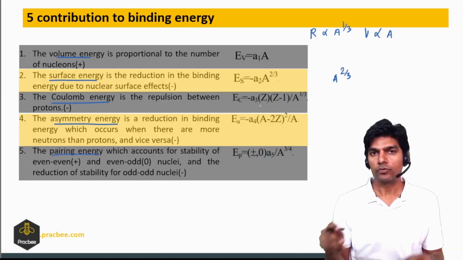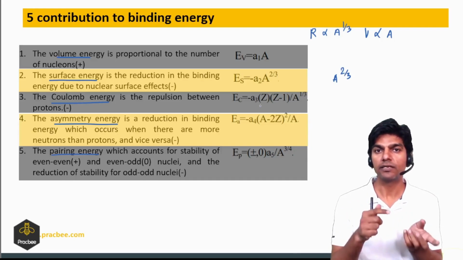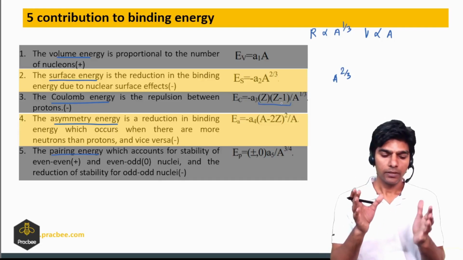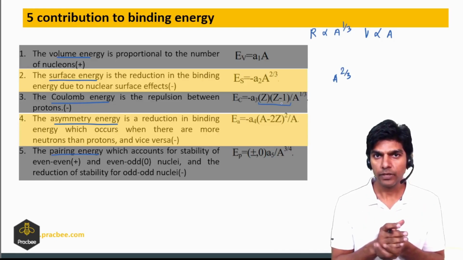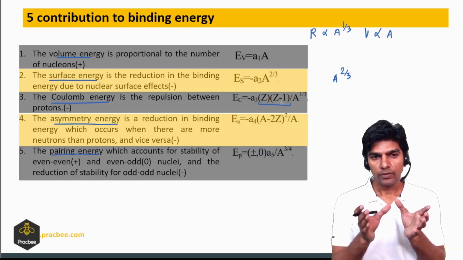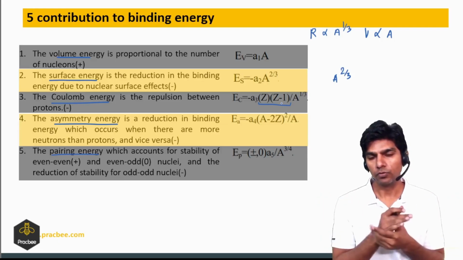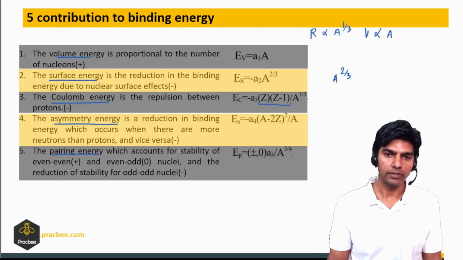And how many protons we have? Z numbers of protons. So how many pairs will we have? Z times Z minus 1 by 2. So that's why there is a factor of Z times Z minus 1. And since the potential energy between two protons depends upon the distance between them, inversely proportional to the distance between them, so we can say the Coulomb energy will be inversely proportional to the radius of the nucleus, and so that's why it is divided by A raised to power 1 by 3.